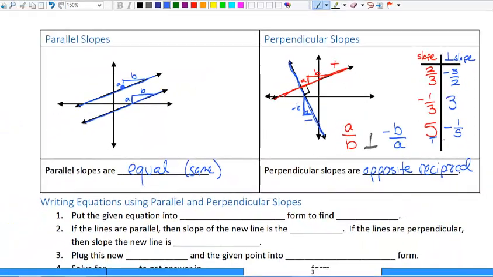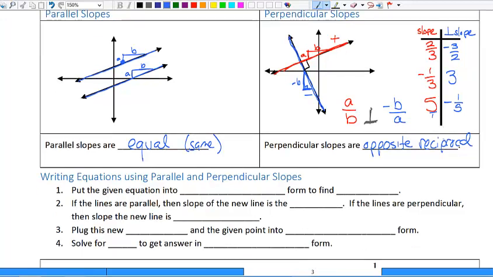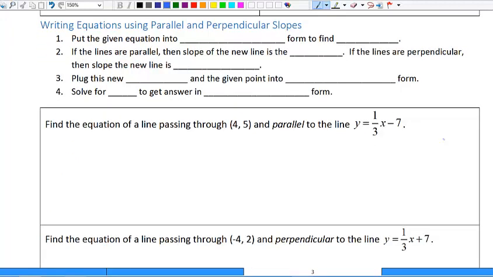So now that we've discussed parallel and perpendicular slopes, we want to talk about the steps in order to write equations of parallel and perpendicular lines. So first thing I want you to do is, if you're given an equation, put it into slope-intercept form to find the slope. Remember, when you're writing equations, you always have to find a slope. So if they give you an equation, you better find that slope off the equation.